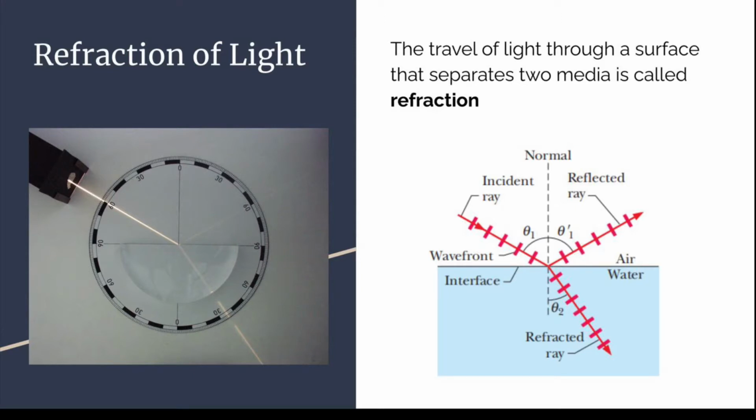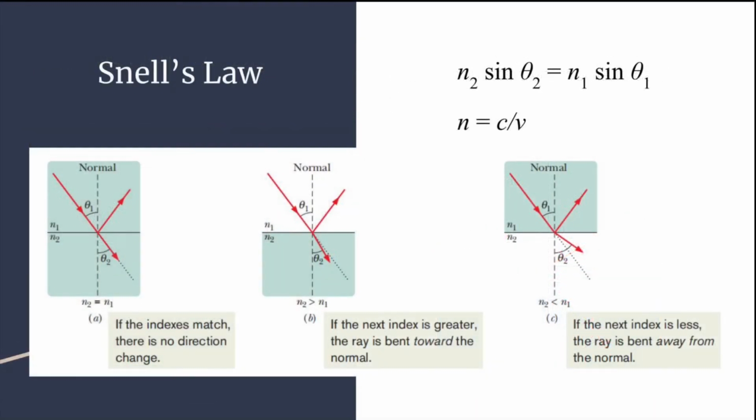Each ray is oriented with respect to the vertical line called the normal. The angle of incidence is called theta 1, the angle of reflection is theta 1 prime, and the angle of refraction is theta 2. The equation that determines the relationship between the media and the angle of refraction is called Snell's law. Snell's law basically says n2 times sine theta 2 equals n1 times sine theta 1.